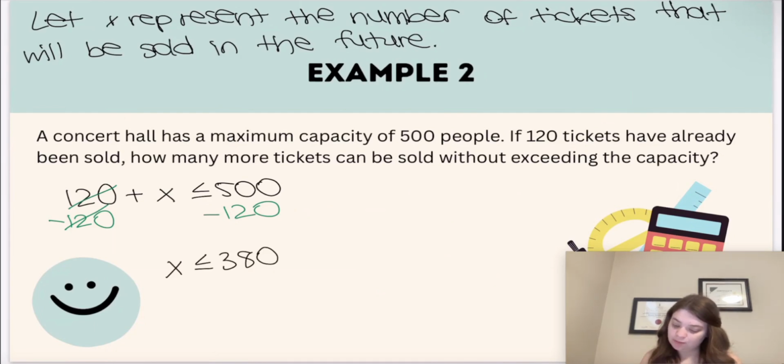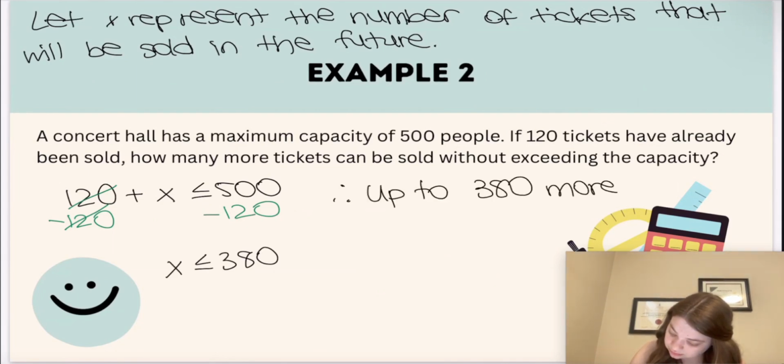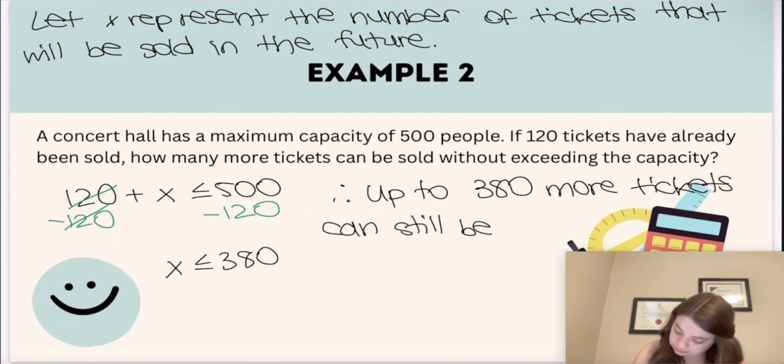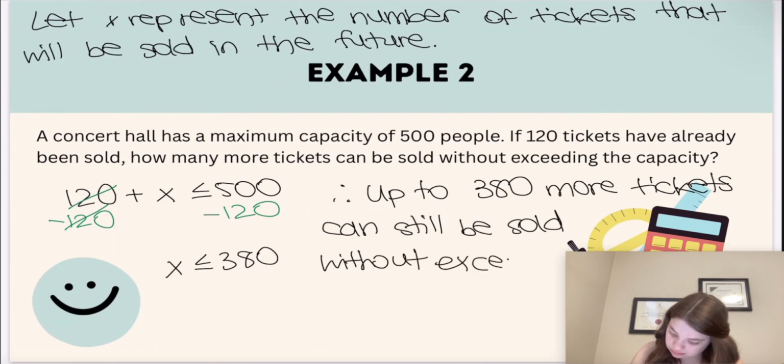So in terms of how many more tickets can be sold without exceeding the capacity, the answer is 380. Therefore, up to 380 more tickets can still be sold without exceeding the concert hall's capacity.